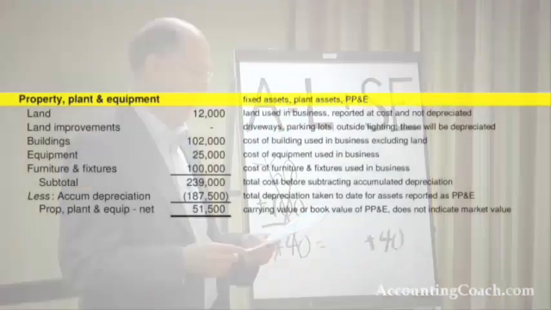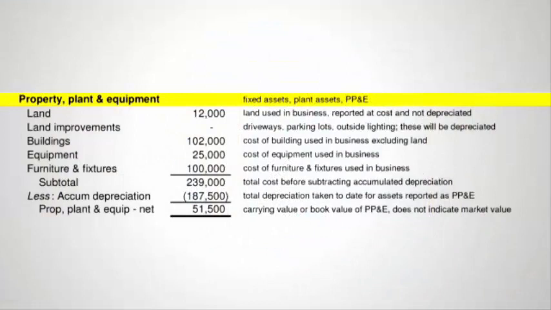The next classification is property, plant, and equipment. And property, plant, and equipment is sometimes known as the fixed assets or plant assets, and we often just use the acronym PP&E. Now the land is shown at $12,000. That would be the cost of the land when it was first purchased. And if that land is in the right location and was bought a whole lot of years ago, that land's worth a whole lot more than $12,000.